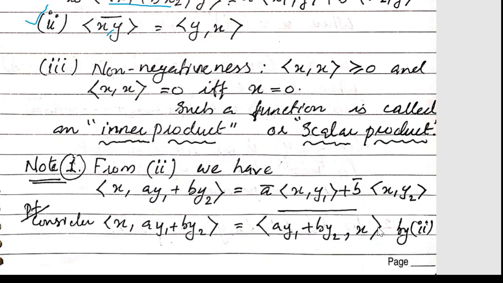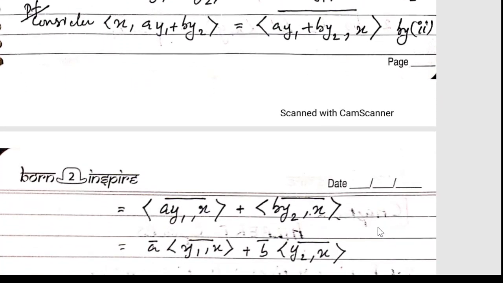Now expansion can be taken out: that is equal to the conjugate of (a y1, x) plus (b y2, x). So that can be split up into the conjugate of (a y1, x) plus the conjugate of (b y2, x). Now using the first property, again you can write this as a conjugate times the conjugate of (y1, x), and b conjugate times the conjugate of (y2, x). Now again using the conjugate idea, next stage you can write this as a conjugate (x, y1) plus b conjugate (x, y2).